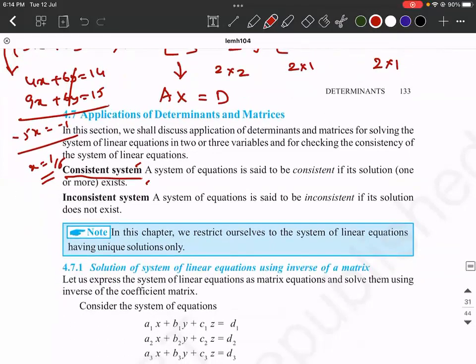So here there is a note given. In this chapter, we are not going to be concerned about a system of equations which has infinite solutions, because there is no point in solving it. So we will restrict ourselves to the system of linear equations which has a unique solution, meaning A1 by A2 will not be equal to B1 by B2. So that is the scenario.